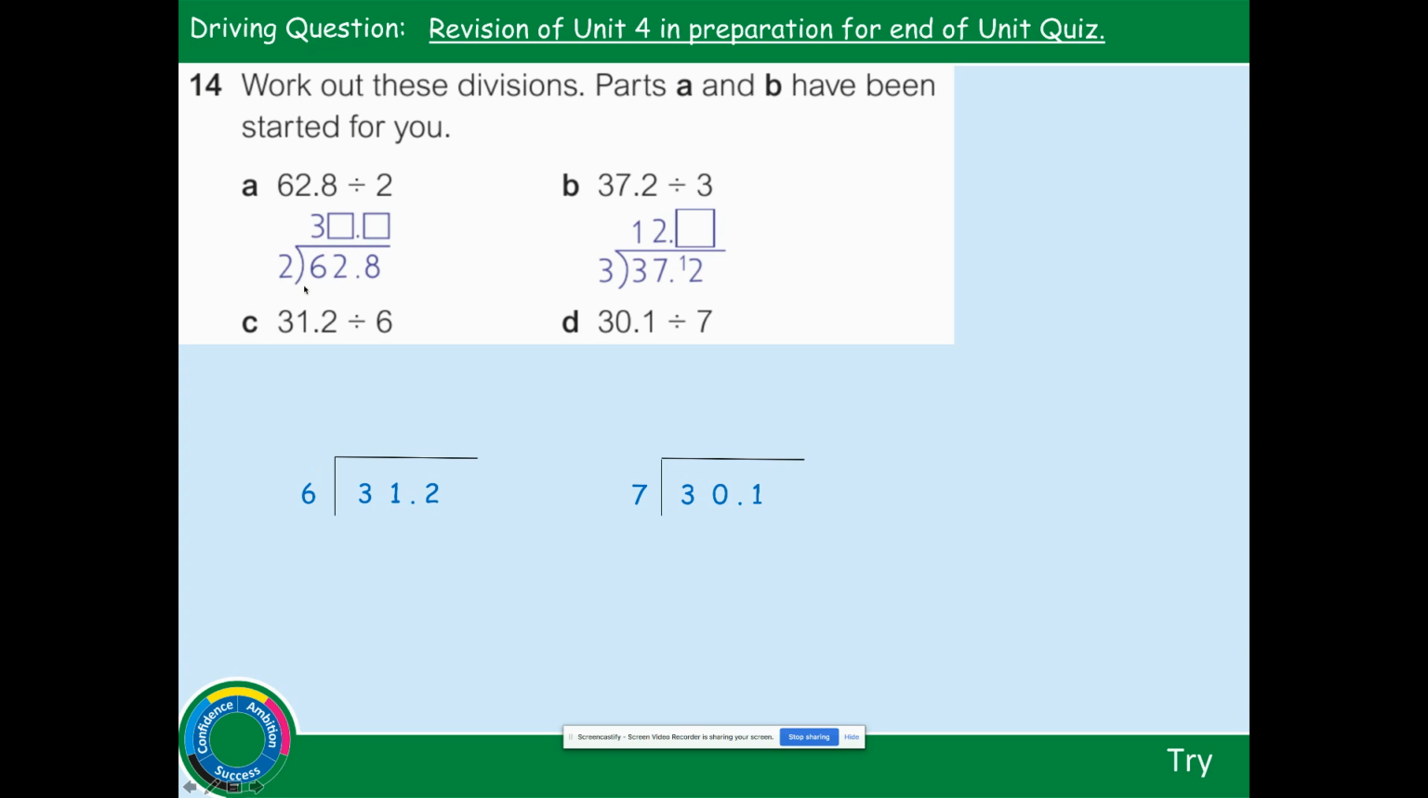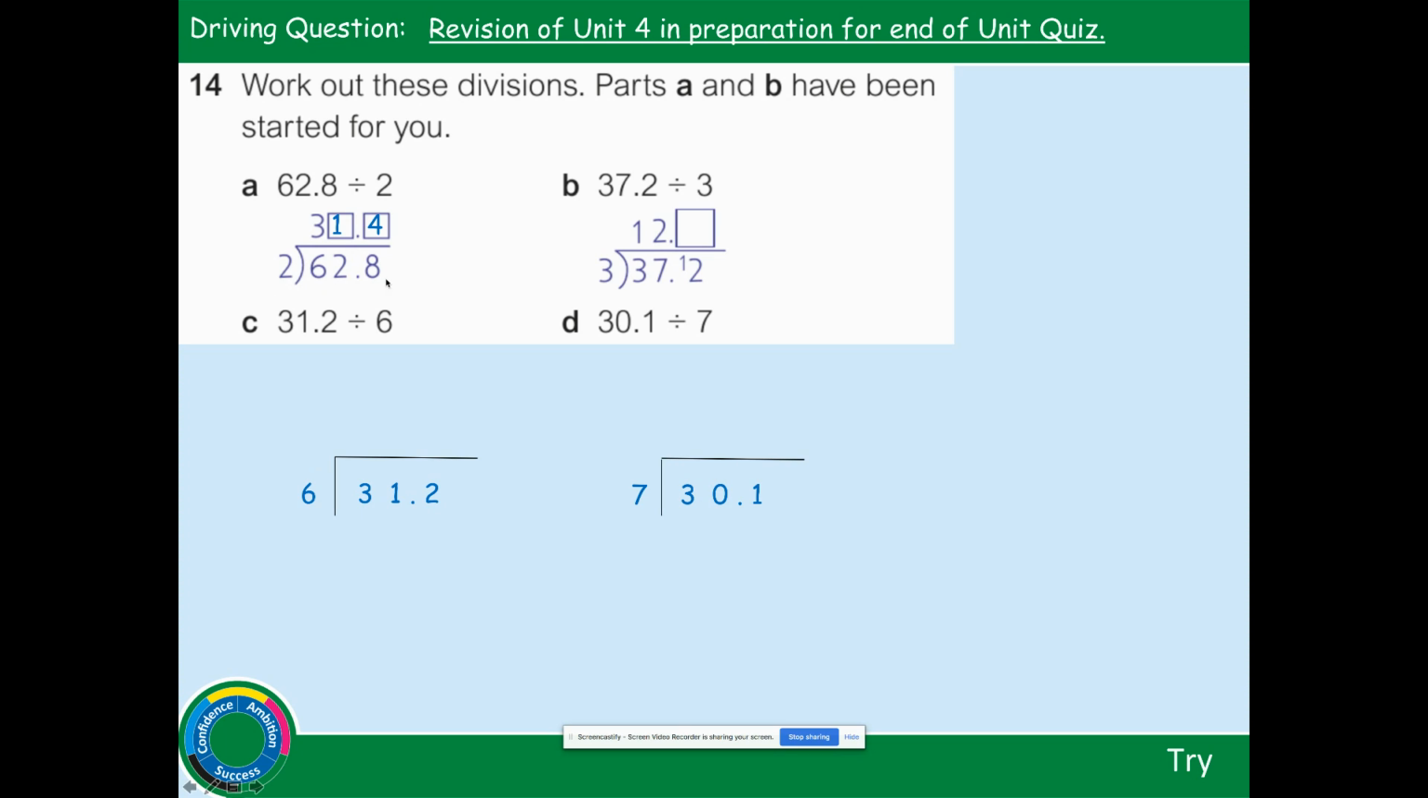Okay, this little bus stop type thing has been drawn out for us. We've got the number 62.8 inside and 2 on the outside. We're dividing how many times this will go into this number. So 2 into 6 goes 3 times. There's nothing left over, so I'm just looking at 2. 2 into 2 will go 1 time. Nothing left over, so 2 into 8 is 4. So your answer is 31.4.